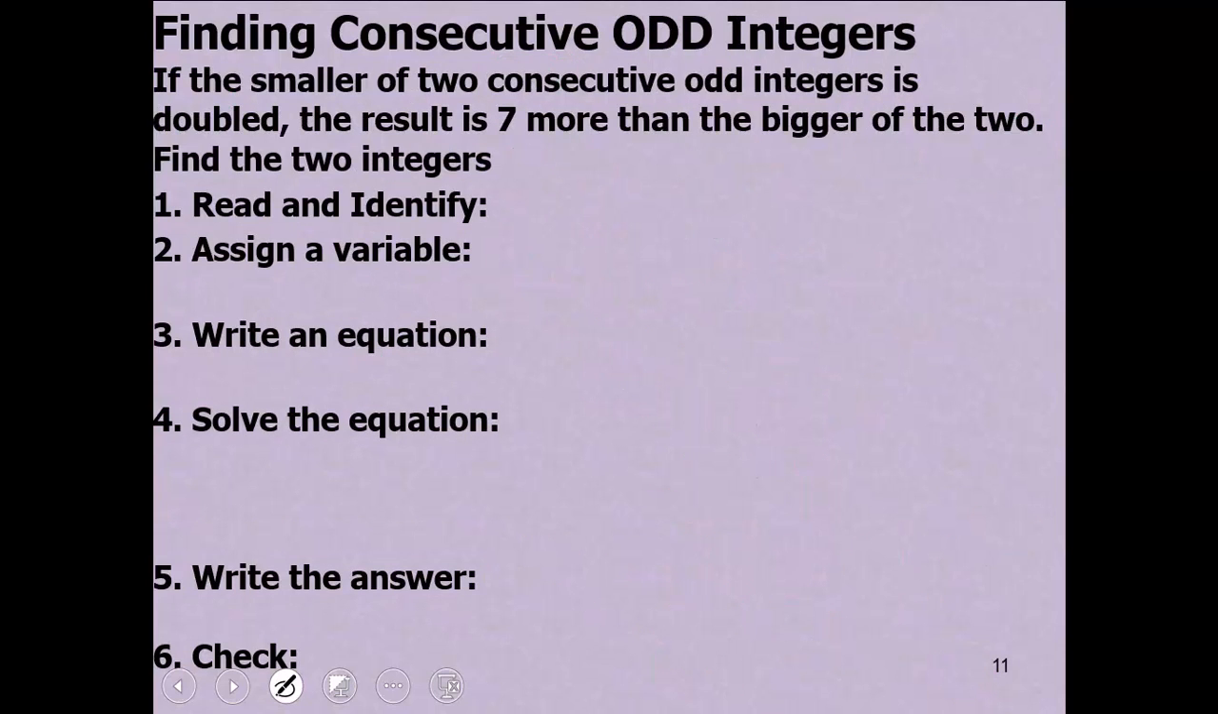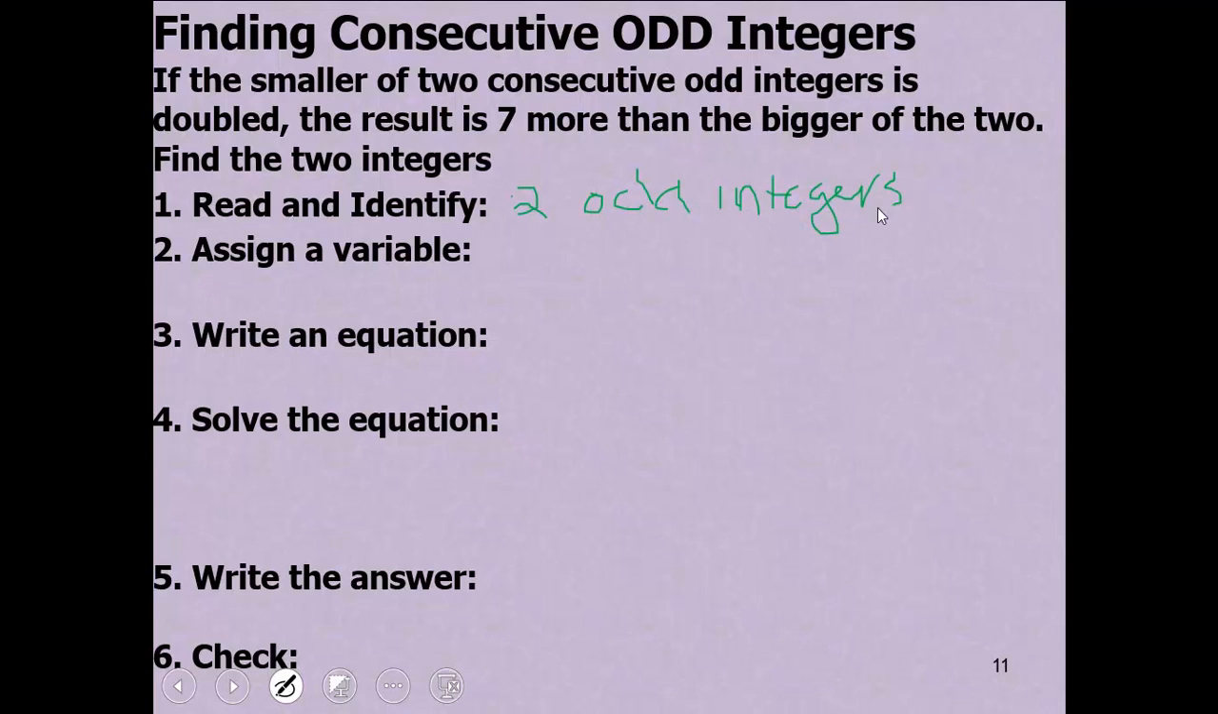Okay. You try this one all on your own. Hit the pause button, do it all on your own, and see how far you get. Then I'll do it for you. Okay, here we go. If the smaller of two consecutive odd integers is doubled, the result is 7 more than the bigger of the two. Find the two integers. What am I looking for? Two odd integers.